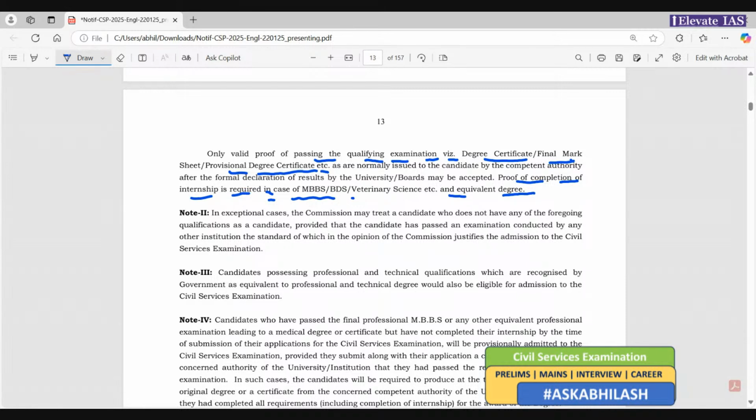ऐसा भी हो सकता है कि आप पैरेलली कहीं और से कुछ कंप्लीट कर लें, ओपन यूनिवर्सिटी वगैरह से, that also the commission on a case to case basis can agree to. So that's an exceptional case. Candidates possessing professional and technical qualifications which are recognized by government as equivalent to professional and technical degrees would also be eligible for admission to the civil service examination.